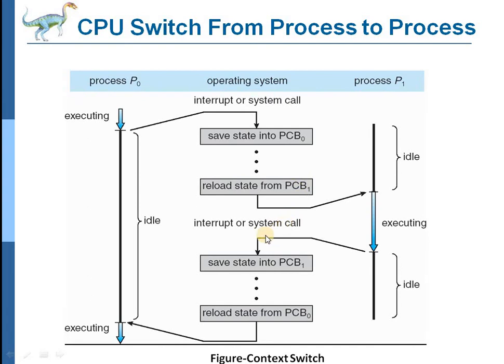Now after some time, again an interrupt occurs, process P1 is switched out and process P0 is switched in. Again, when process P1 is switched out, its state is saved into its PCB 1 and the state of process P0 is reloaded from its PCB 0. It is a simple structure of context switch.